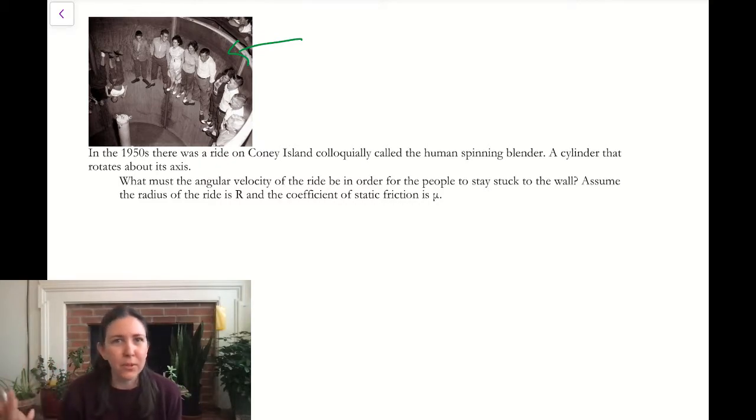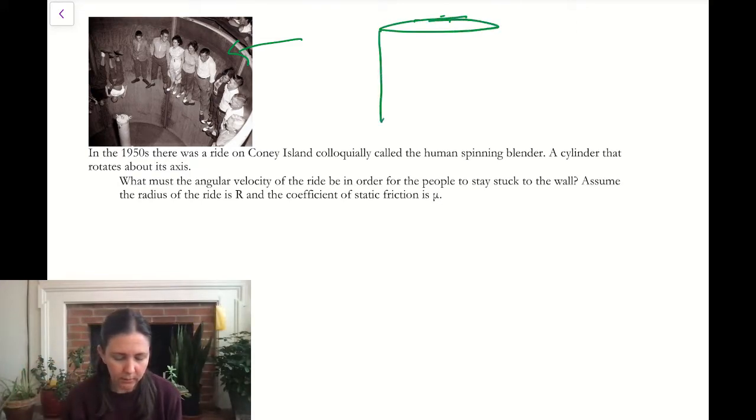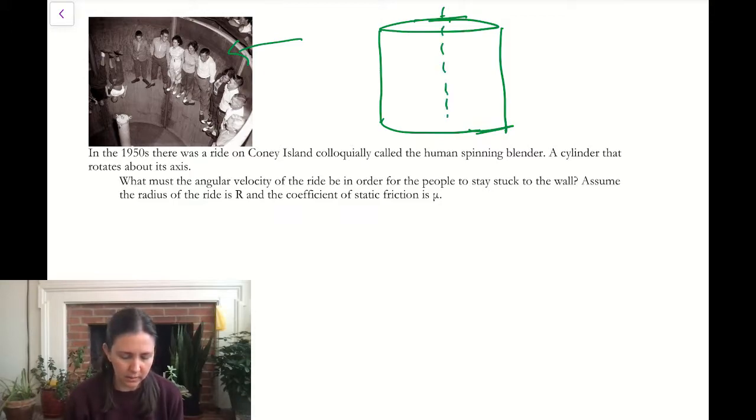So the first thing we need to do to figure out the physics of this problem is to draw a picture that really makes sense. So instead of this picture sort of at an angle from above, we're going to look at this from the side. So here's our cylinder and the axis of rotation, and it's going to spin. So our person will be stuck to the side of this ride. All right, why are they stuck?